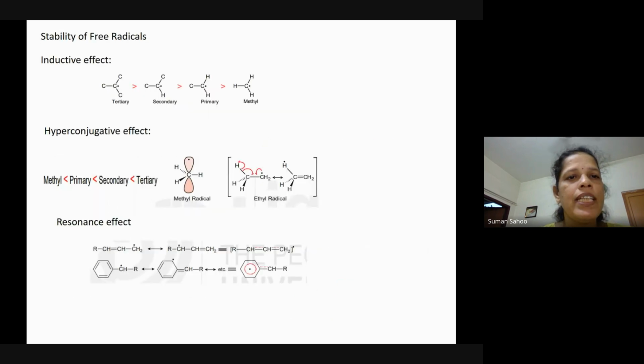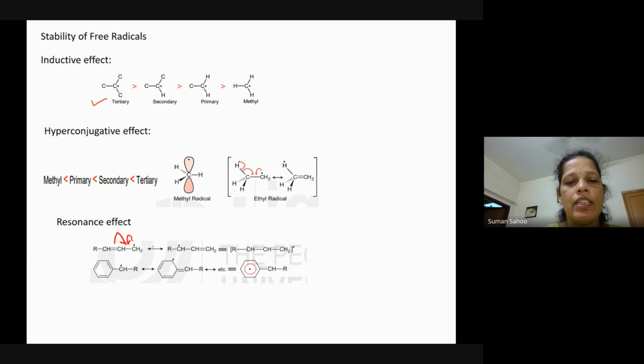Okay. Next is stability of free radicals. We know there are many effects, like the inductive effect. So tertiary would be more stable as compared to secondary, as compared to primary, which would be more stable as compared to methyl. Even hyperconjugation: whenever you have a hydrogen at the adjacent carbon, it can undergo hyperconjugation. So the more the number of CH3 groups attached to this carbon, the more the stability of the free radical.